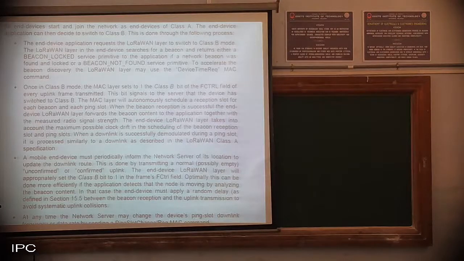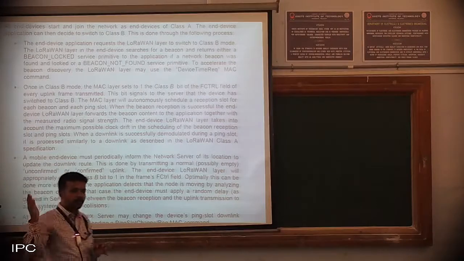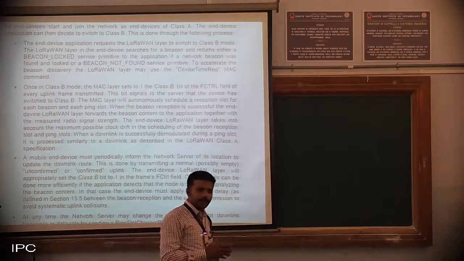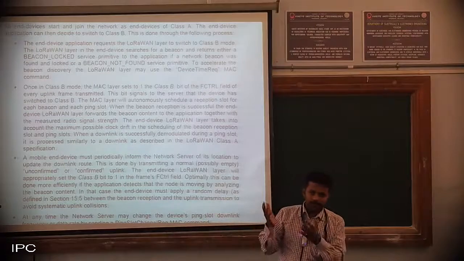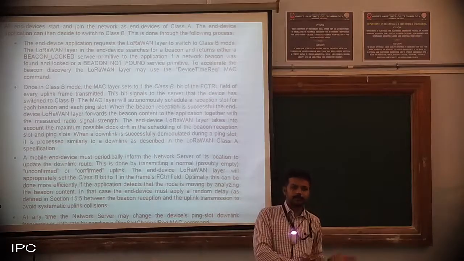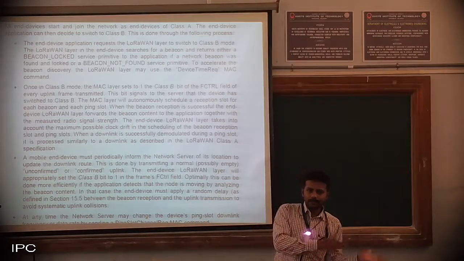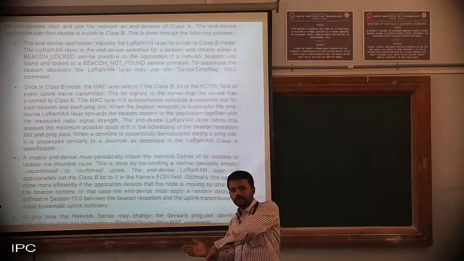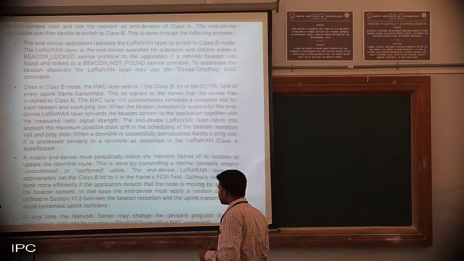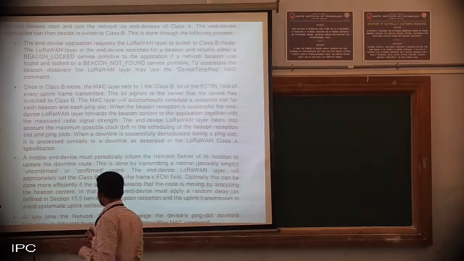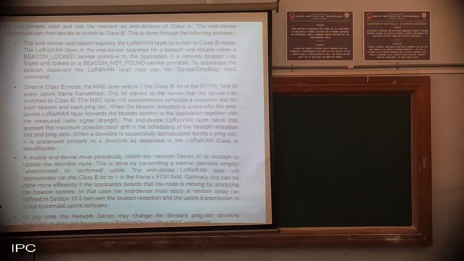Network server, it will be there on the other side. So of its location, means where that end device is, that location it should send to update the downlink route. Downlink route always comes from the network server to the end device. So we know uplink means from the end device to the network server side, and downlink means from the network server to the end device side. So unless it is done, it is not possible to switch into class B.